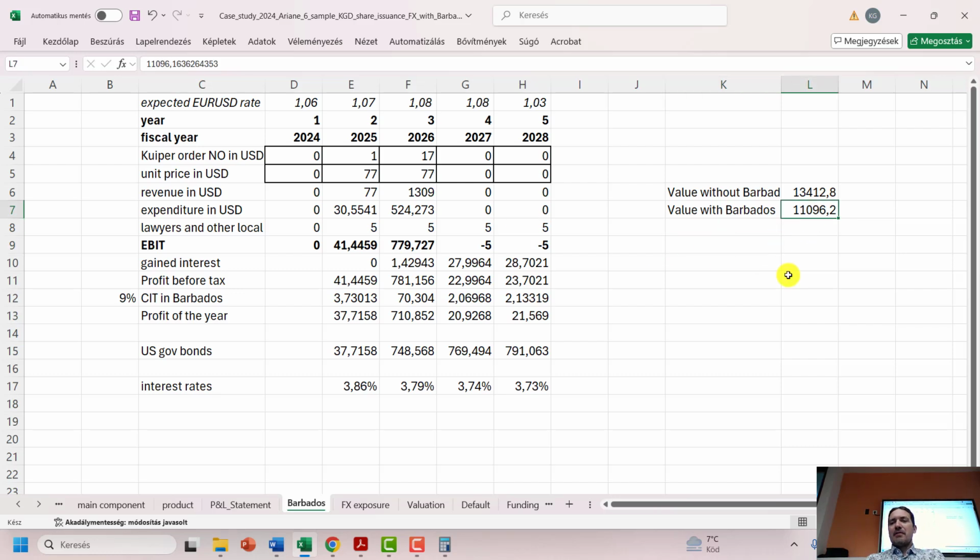So we can see that if I was removing the money to Barbados, then corporate value would drop. Because right now, in the valuation, we are not recognizing that we are owning this company. So it would be much better also to create a valuation for this one.